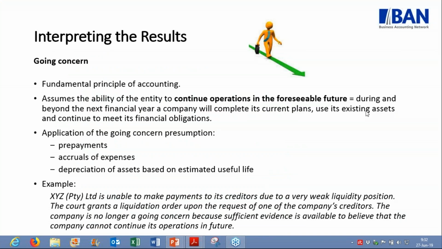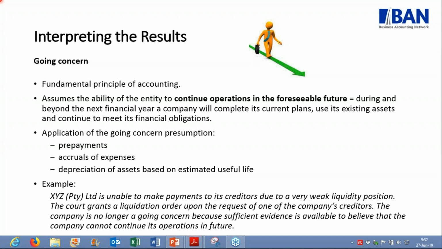Now, going concern is a fundamental principle of accounting. It assumes that the entity is able to continue operations in the foreseeable future. In other words, during the next financial year and beyond that, the company will complete its plans, it will use its assets, and it will continue to meet any liabilities or financial obligations that it has. So immediately you can see it links to liquidity and solvency. Are you liquid? Can you pay your debts as they become due? Or are you solvent? In other words, do your assets exceed your liabilities?